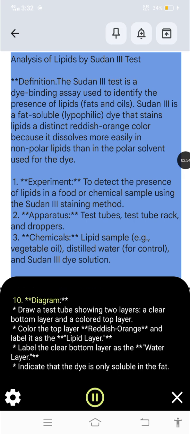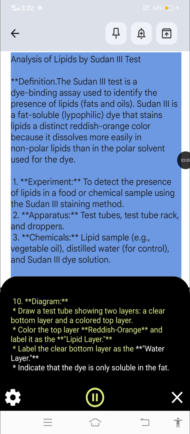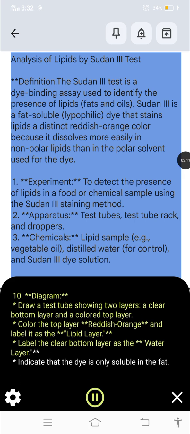10. Diagram. Draw a test tube showing 2 layers, a clear bottom layer and a colored top layer. Color the top layer reddish orange and label it as the lipid layer. Label the clear bottom layer as the water layer. Indicate that the dye is only soluble in the fat.